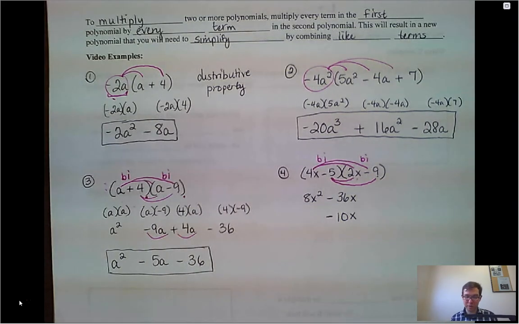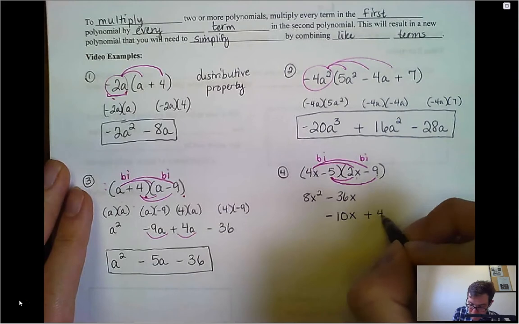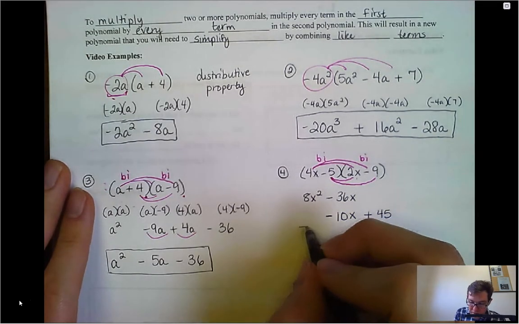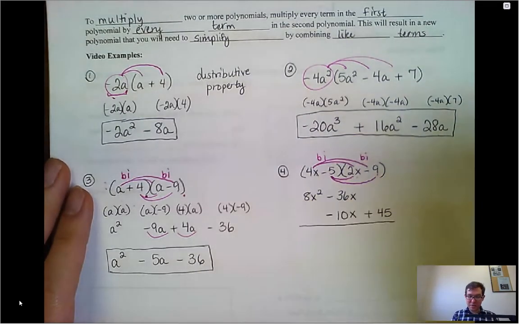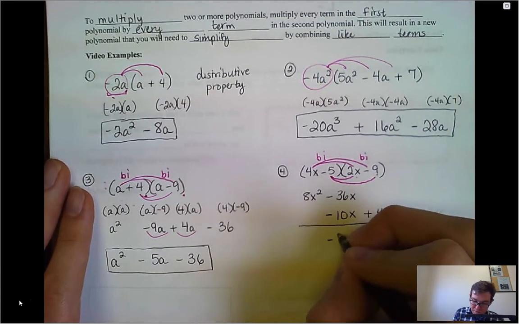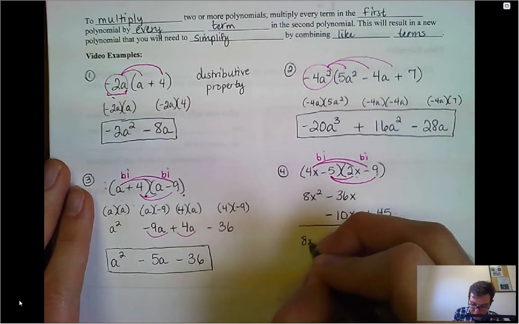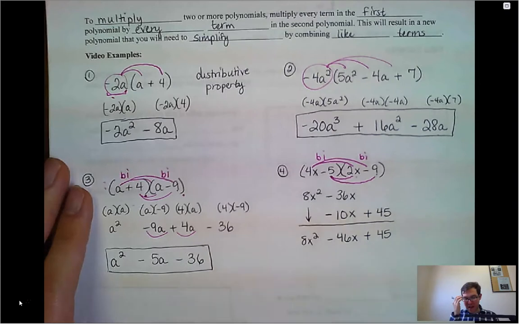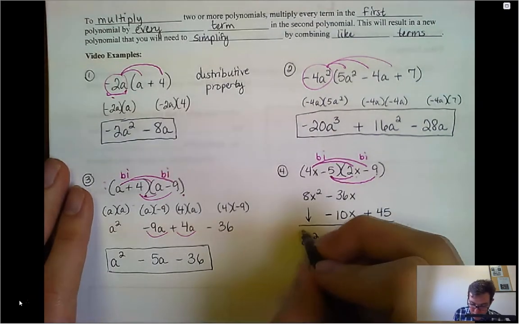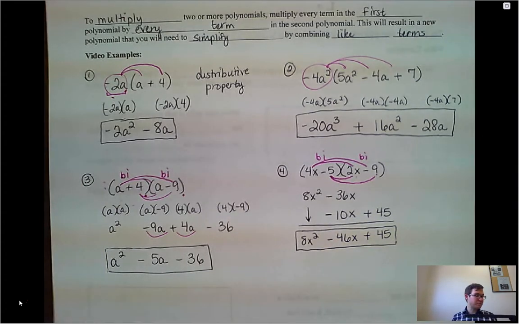Then negative 5 times negative 9, that equals positive 45. So now I'm just going to add down the columns. So 45, here I have negative 46x, and then 8x squared. I'm just going to bring that down because it doesn't have anything to add with. So I'll have 8x squared minus 46x plus 45. Okay, and that's all we really have for that example.